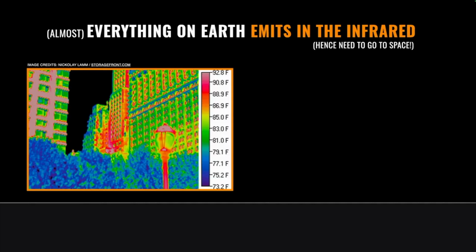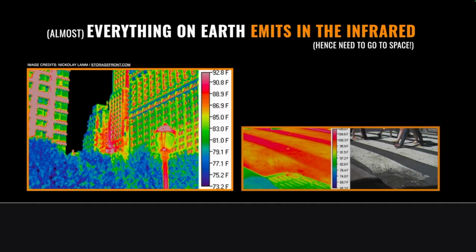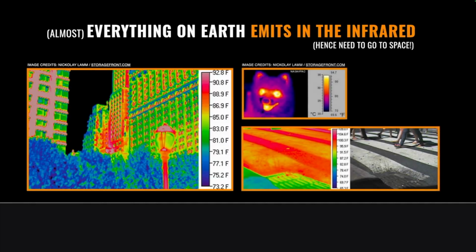But also interestingly, everything that you have around is emitting in infrared. If you look at buildings, for instance, if you look at the floor, and if you look at your favorite pet, everything emits infrared light. And this is exactly the reason why we needed to send Webb to space.